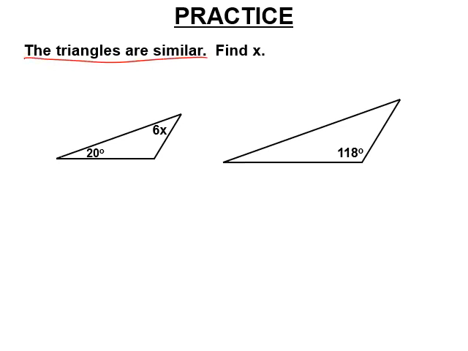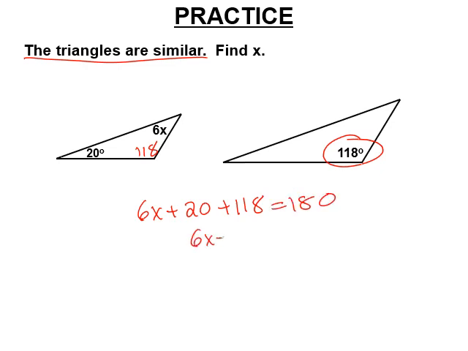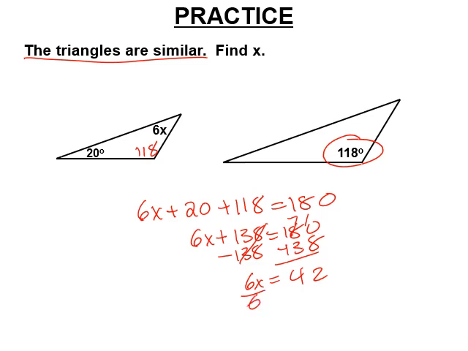So find x. So they're similar. That means this one's also 118. Once you know that, then it's just like a previous lesson. The inside of a triangle, all three angles must add up to 180. Well, x must be 7 there.